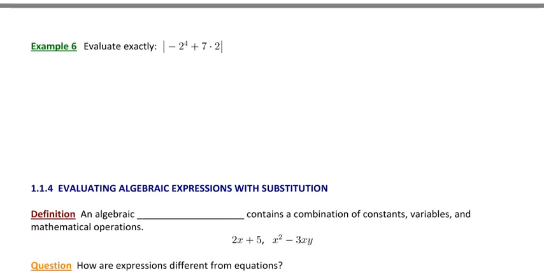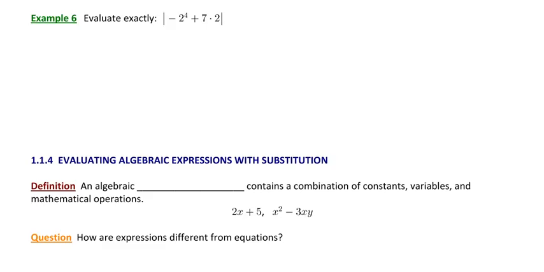So on example 6, we want to evaluate exactly the absolute value of -2 to the 4th plus 7 times 2. So we want to think of those absolute value bars as grouping symbols. So we'll execute what's inside absolute value bars before executing the absolute value. Our first item here is -2 to the 4th power. Notice the negative is not included under that exponent because there's no parentheses. So we'll evaluate 2 to the 4th to get 16, and that gives us negative 16.